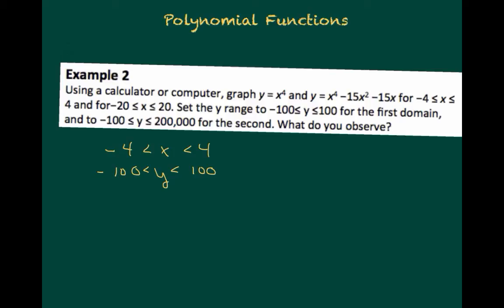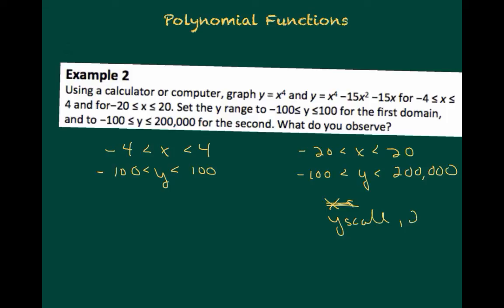The second window is going to be a little larger for x. X is going to be between negative 20 and positive 20, but we'll keep the lower bound of y the same, and the upper bound of y is going to be up to 200,000. Be sure to set your y scale at an appropriate level. I would say set it at 20,000 so that you don't have too thick of an axis to be looking at. Please do that and make some observations between the two graphs that you see.